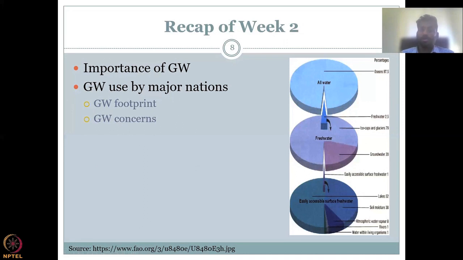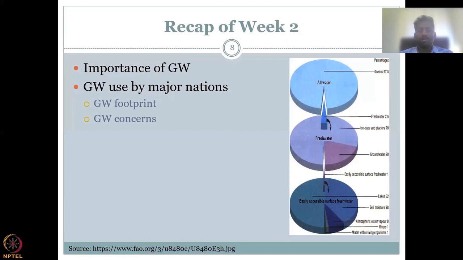We also looked at groundwater used by major nations. We looked at even developed countries such as Australia, India, and China suffering from major groundwater abstraction. We looked at groundwater footprints and understood that of the major basins, almost 3-4 times the area is needed to sustain the current groundwater use. It is not sustainable. So it is very important to make sure that groundwater extraction is sustainable. Otherwise, all the uses that are currently going on will have to stop.